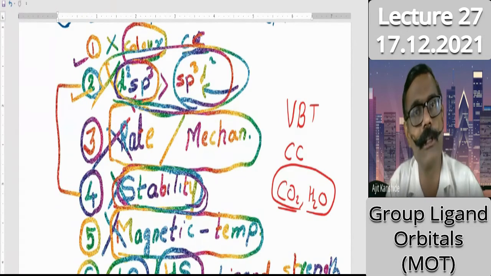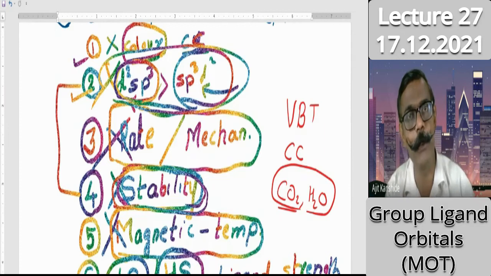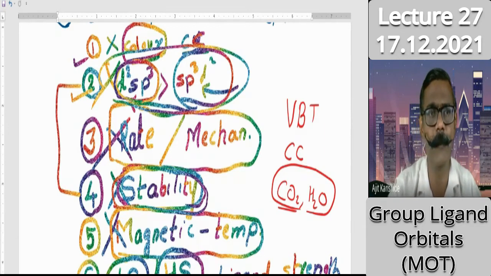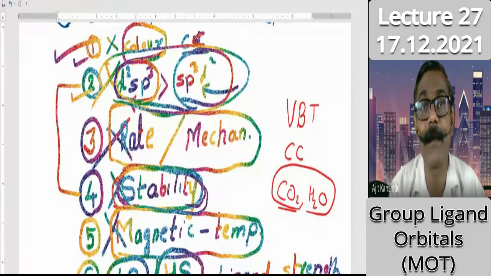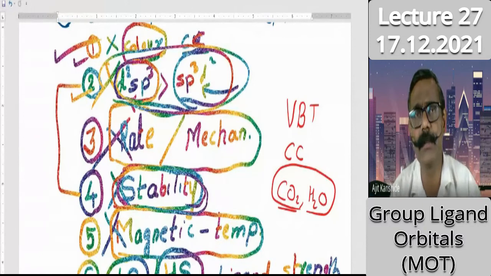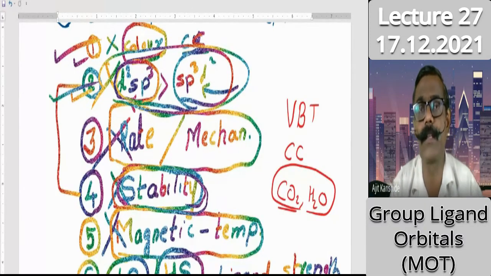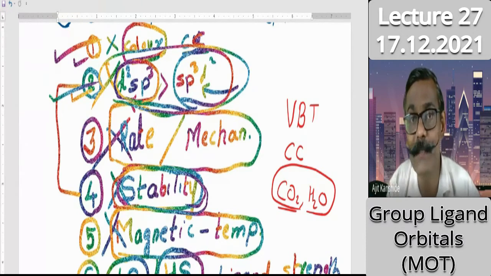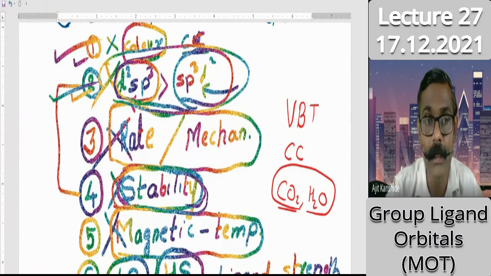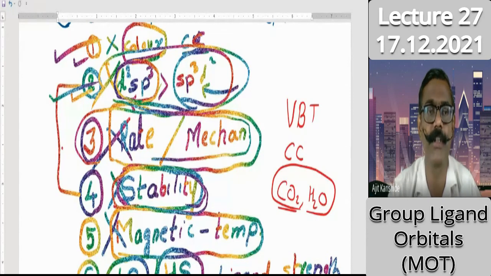And when this concept is more clear, if you study CFT, then whatever you are studying in CFT, those are the limitations here. In CFT, you are studying 10 Dq value and measurement of 10 Dq or explanation of colors. Yes, that's a limitation. Here you are discussing the spectrochemical series and the strength and stability of the complexes, which was not explained. That's a limitation. Here in unit number 2, you are discussing it. In CFT, it is not there. In unit number 2, this point is there.